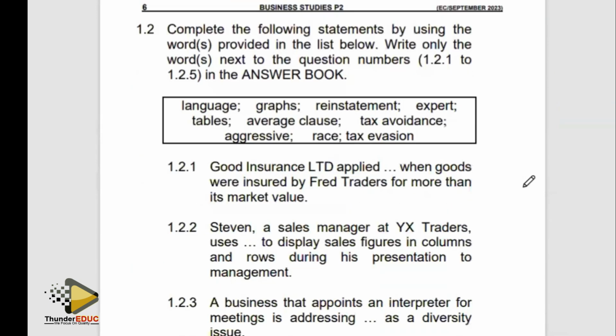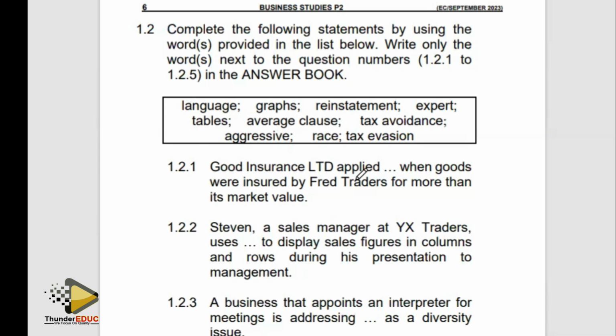Okay, right. So now let's move on to 1.2, grade 12. So now 1.2 reads as follows: complete the different statements by using the words provided in the list below. Write only the words next to the question numbers 1.2.1 to 1.2.5 in the answer book. So now you should always make sure that you go through all these terms or concepts given inside this grid to familiarize yourself with the concepts given. And also don't forget that you should always come up with a bigger picture on whatsoever concept that you did come across.